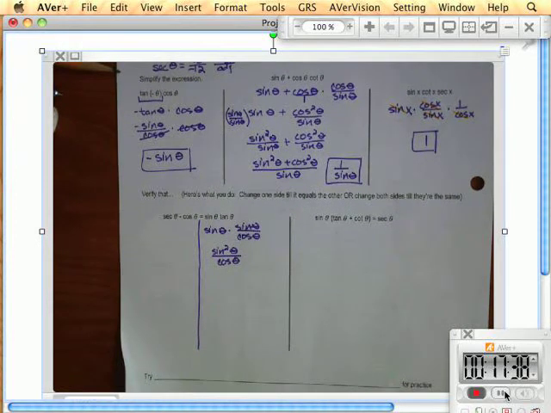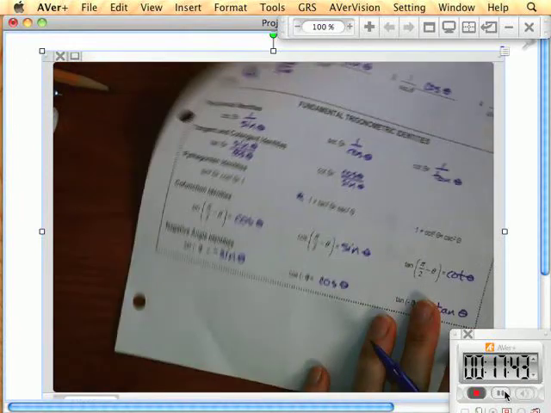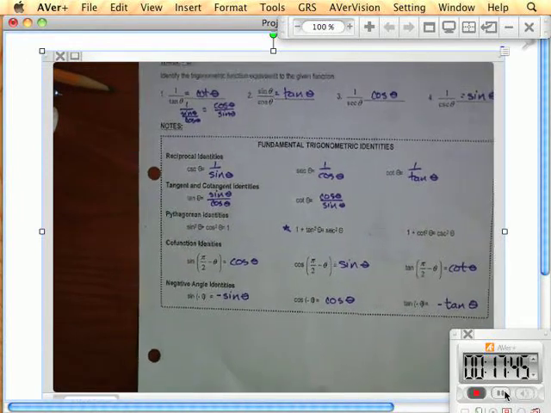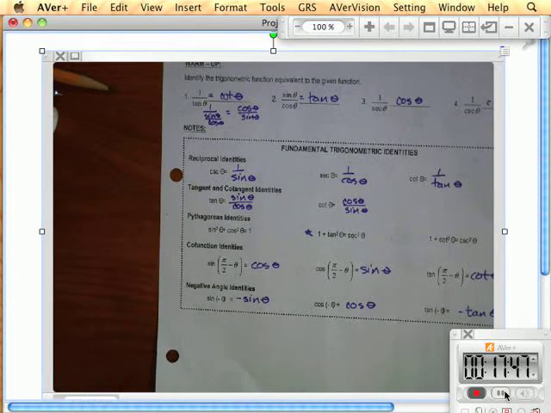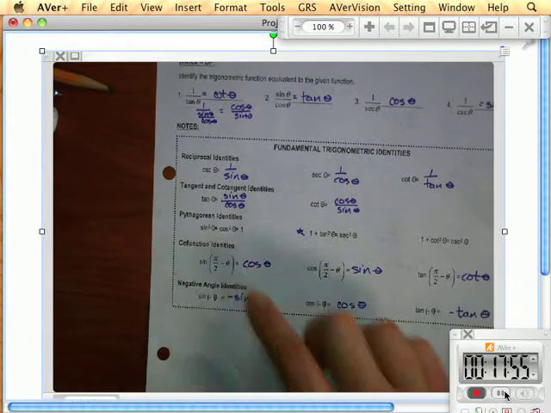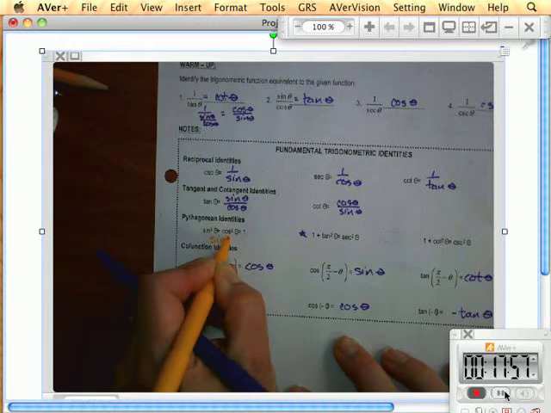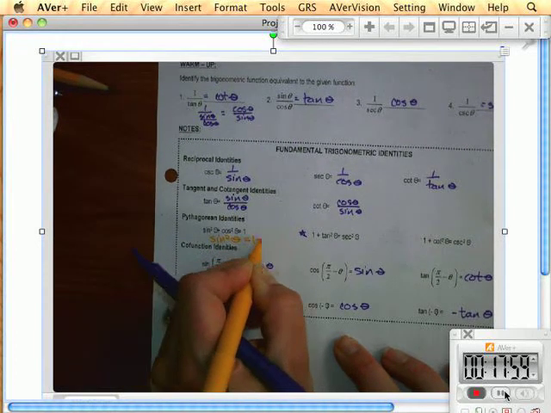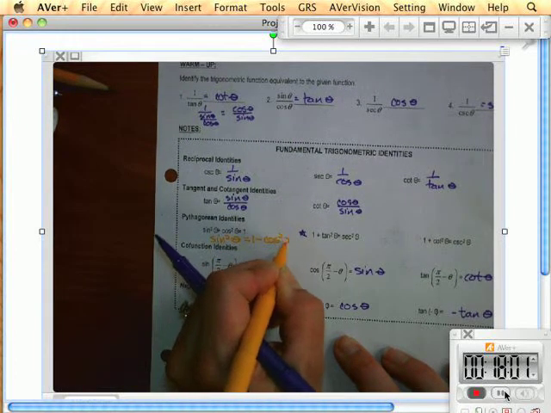Does sine squared of theta equal anything? Let's look. This is where you kind of have to think about your algebra. I see sine squared of theta here. If I were to solve for that, what would it be equal to? Sine squared of theta would actually equal 1 minus the cosine squared of theta. Oh, isn't that cool?